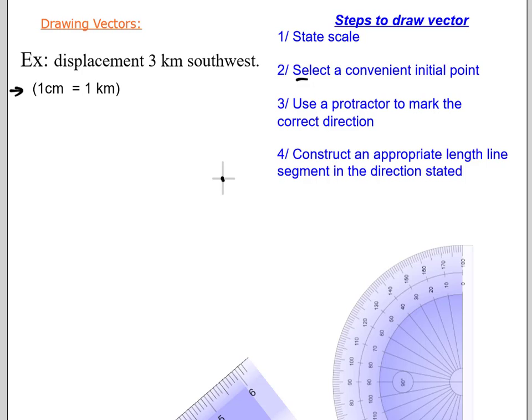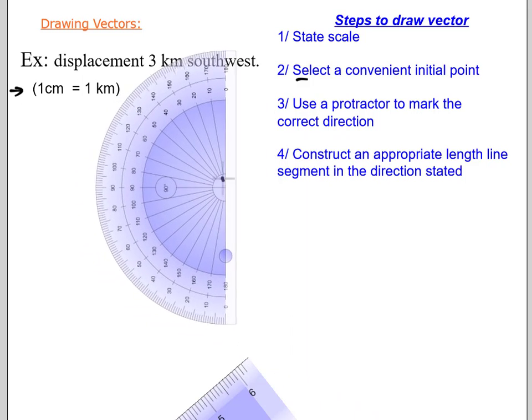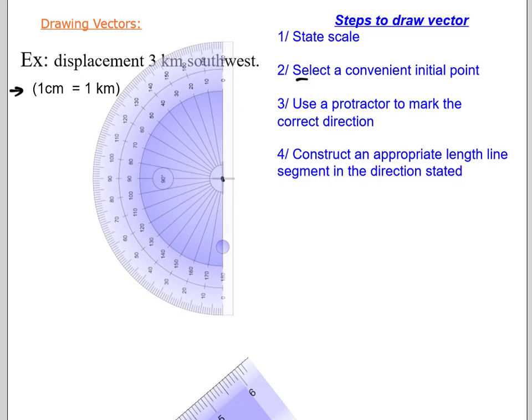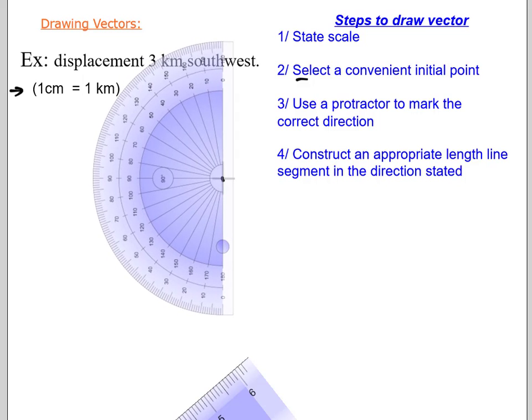Use a protractor to mark the correct direction. So if I take my protractor here, I don't want to use the edge of the protractor, I want to use the lines on the protractor. That's why I draw these little X's for my starting locations. It makes it easier to line things up. Now I want to turn to the southwest. Well, here's south, here's west, so exactly halfway in between would be right there.